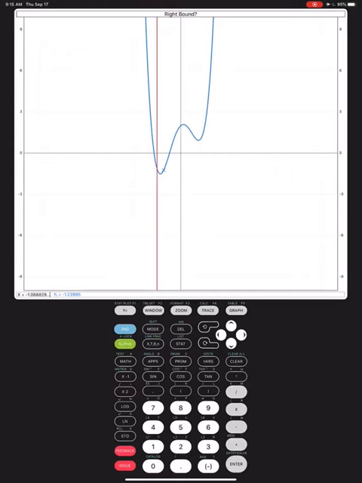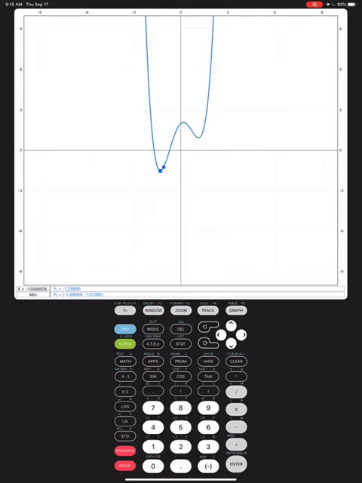This will be a right bound. So all I got to do is hit the enter button anywhere in here to the right. So I'm at x equal negative 1.09. You can see down at the bottom. That's clearly the right. So I'm going to hit enter. And then you hit enter a third time, it'll lock in on your min point.